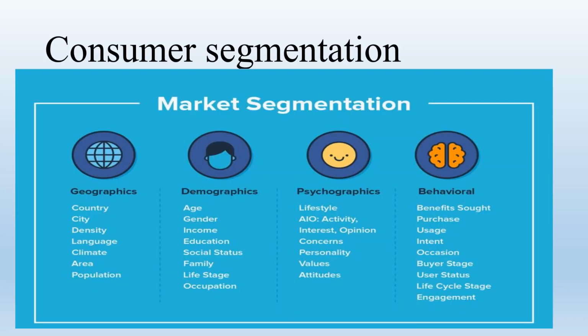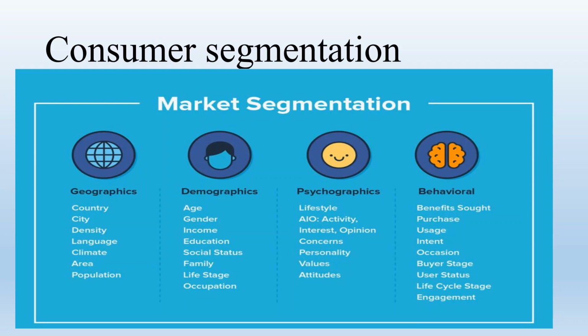See here, consumer segmentation or market segmentation. First it is geography: the countries, cities, density, language that people speak, climate of that area, population. This all comes under geographical. Then demographic, that is age, gender, income, education, social status, then family, life stage, occupations. See, these all affect the market. That comes under the demographic approach.